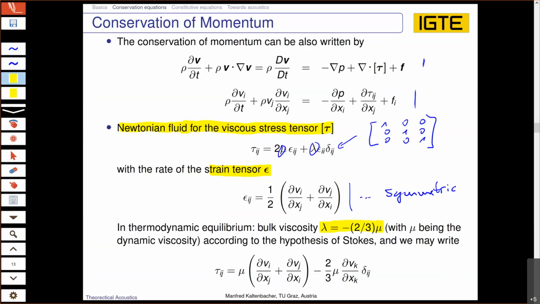Yeah, and in a thermodynamic equilibrium state, we can express the bulk viscosity lambda by our dynamic viscosity mu, and we end up in this relation here, and you see that the unknown viscous tensor can now be described by the velocity itself. It's the derivative of the velocities, and we have two material constants. For most cases, we can take them as constant, and we can even reduce it to one constant, which is the dynamic viscosity mu.